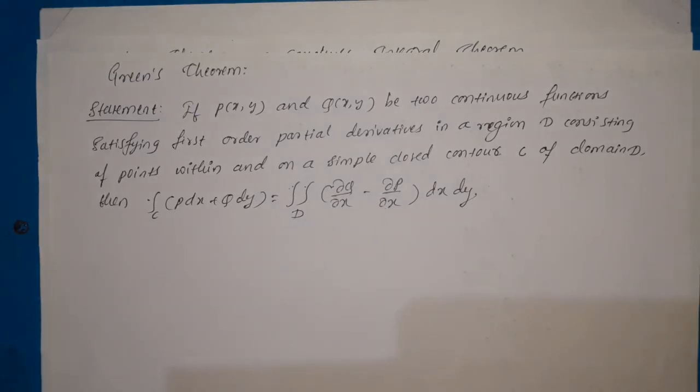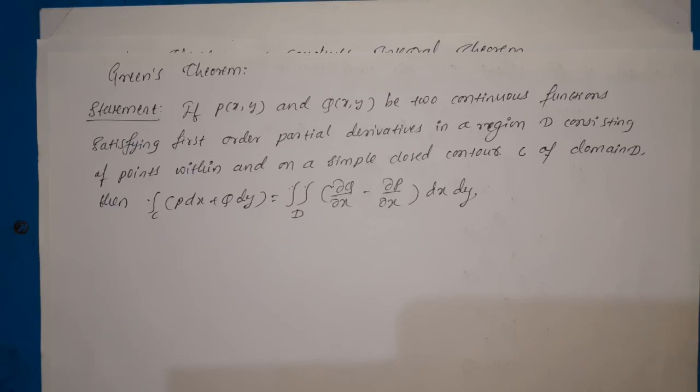So therefore, whenever there are two continuous functions p and q, then integration over C, means with respect to the closed curve C, p dx plus q dy is equal to double integration over D dou q by dou x minus dou p by dou x into dx dy.